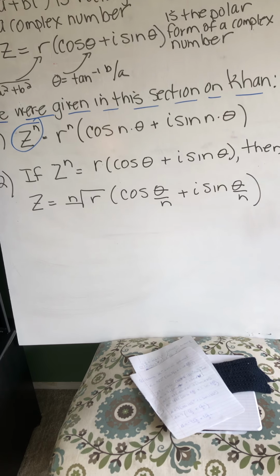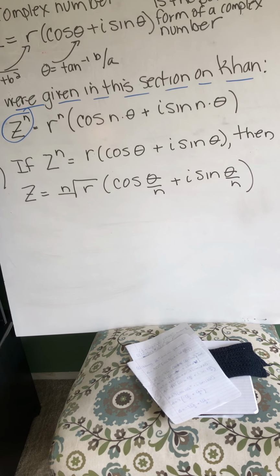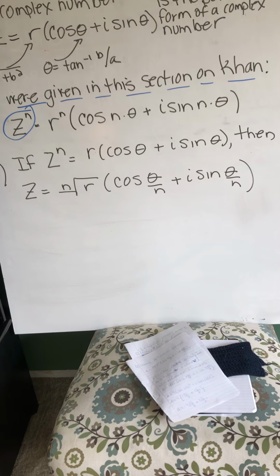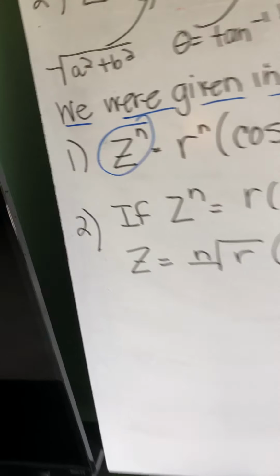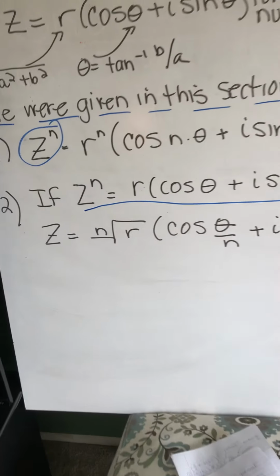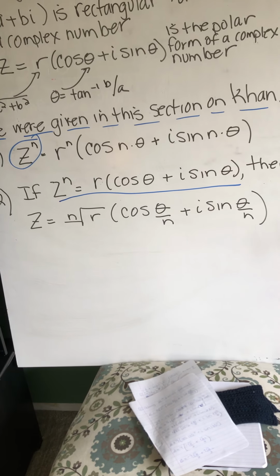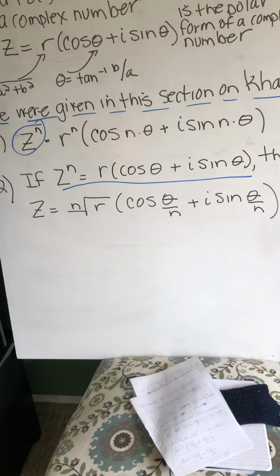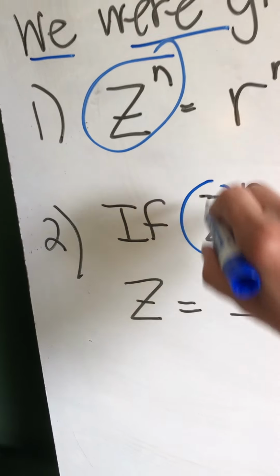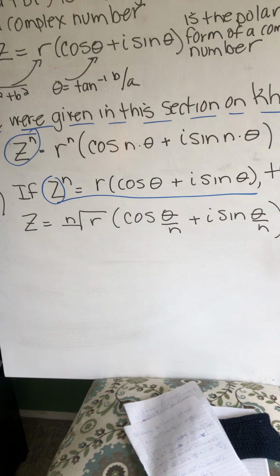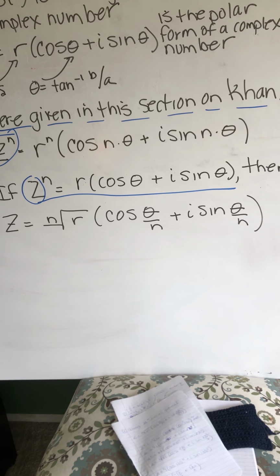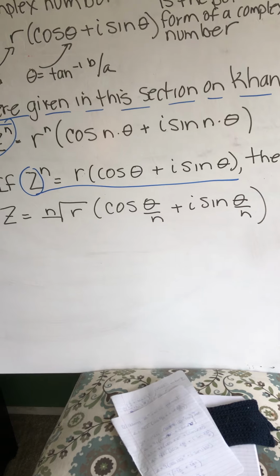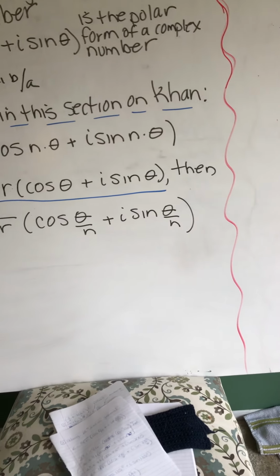Number 2, here's what else you need to know. If a complex number to the n power is equal to r cosine theta plus i sine of theta, in other words, they're giving you this problem here, z to some power is equal to that complex number in polar form. And by the way, it kind of needs to be in polar form to work well. Then what you would do to find z, so you're trying to solve for z, you would take the nth root of r, the modulus, and you would divide each of the angles by n. Okay, let's take a look here.